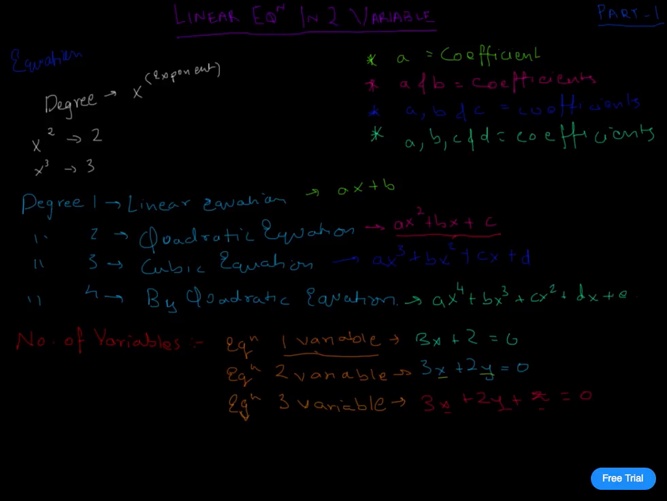And another condition for an equation to be a linear equation is that the variable should only have an integer power. So for example, the equation cannot be of the form 3 root x plus 2 is equal to 0. It has to be of the form 3x plus 2 is equal to 0, because the power of x always has to be an integer, right?